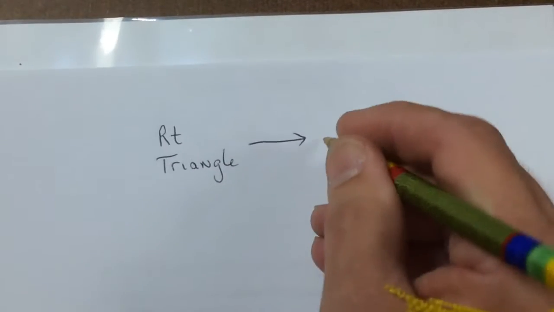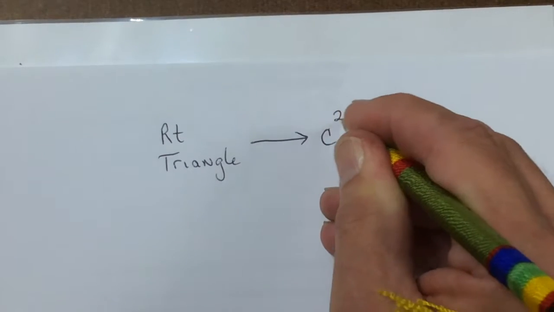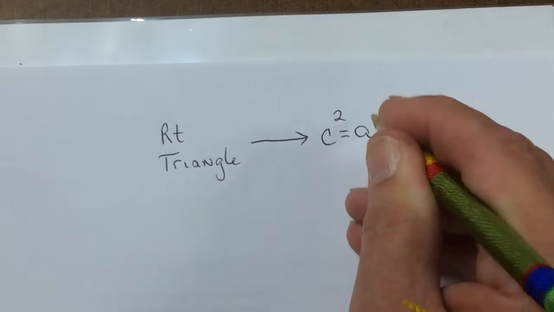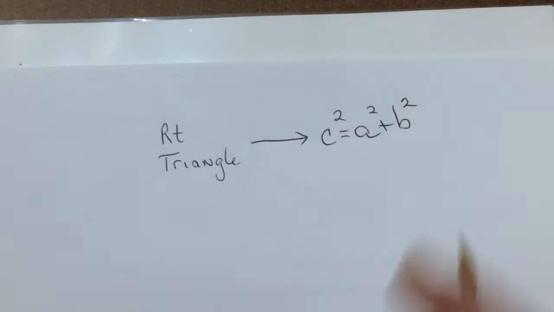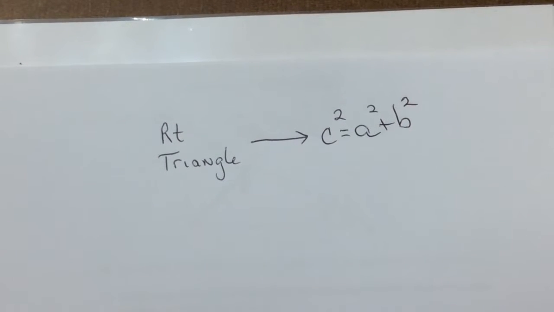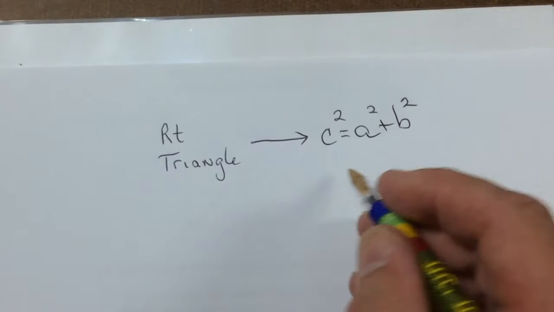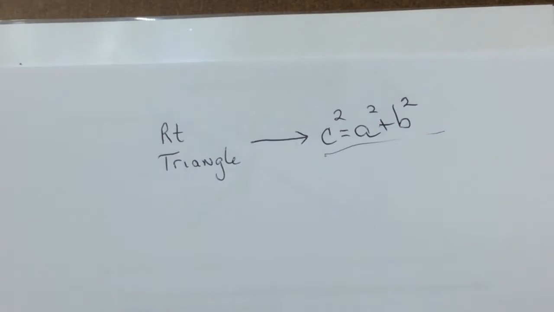is that the hypotenuse squared will equal the sum of the squares of the legs, a squared plus b squared. But this actually works in reverse as well. You walk into a room, you see a triangle, it's a right triangle, you immediately know this.